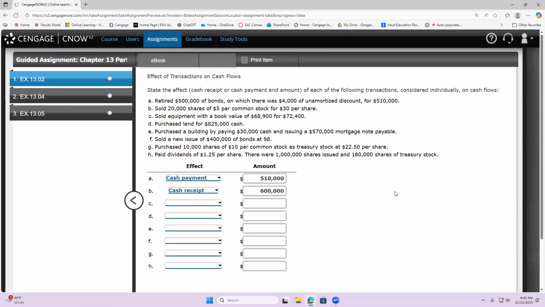So this involves thinking about what's happening here. If I sold stock, my cash is going up. If I paid off a debt, my cash is going down, right? That's pretty logical when you think about it, but it can get confusing at times. C, we sold equipment with a book value of 68,900 for 72,400. Again, when we're talking about how much cash we got, we don't care about book value. This is just going to be a cash receipt of $72,400.